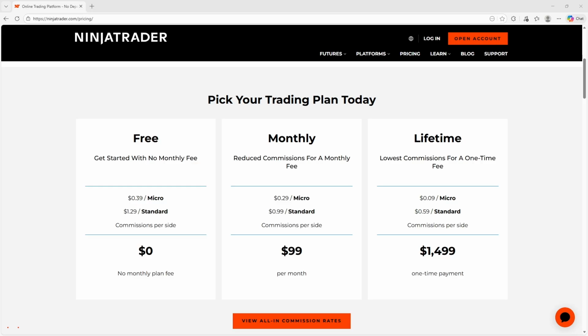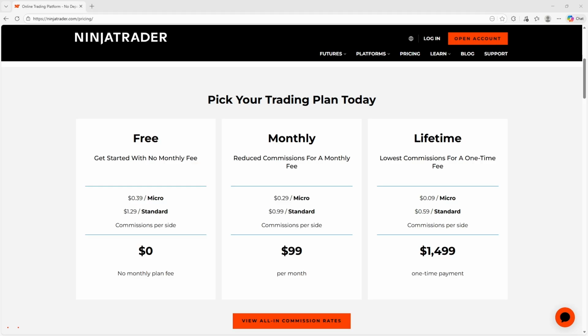The free plan has no monthly subscription at all and charges 39 cents per side on micro contracts and $1.29 per side on standard contracts. This makes it accessible for beginners or occasional traders who want to learn futures trading without upfront costs, but the higher per contract commissions mean expenses rise quickly as trading frequency increases.